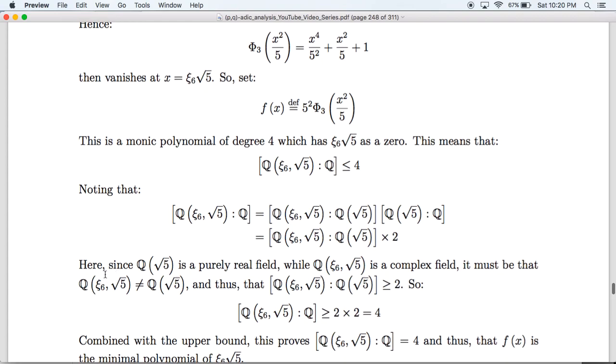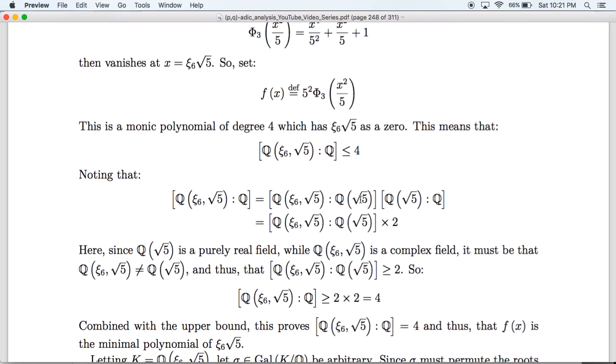And here, Q(root 5) is a purely real field. On the other hand, Q(C6 root 5) is a complex field. So it has to be that this number is not equal to this number. And in particular, this means that this is a non-trivial extension of Q(root 5), so this has to have degree at least 2 over Q(root 5). So that means this is greater than or equal to 2, and so this is greater than or equal to 4. And that's a lower bound which matches the upper bound.